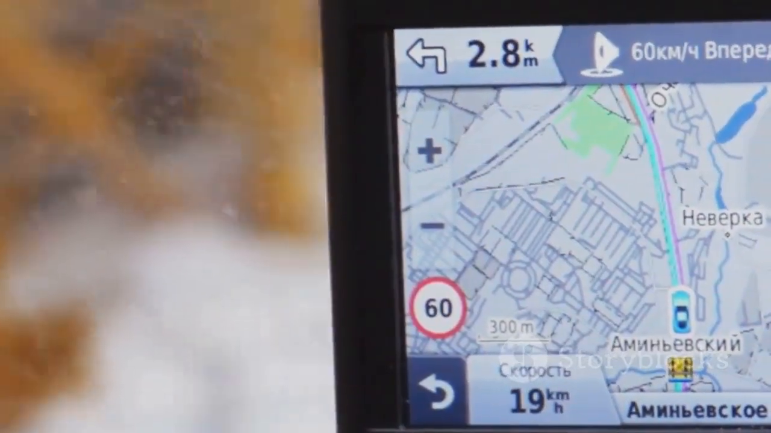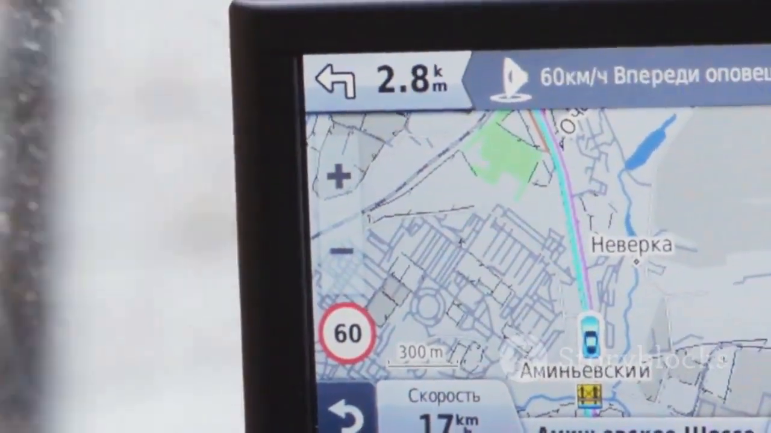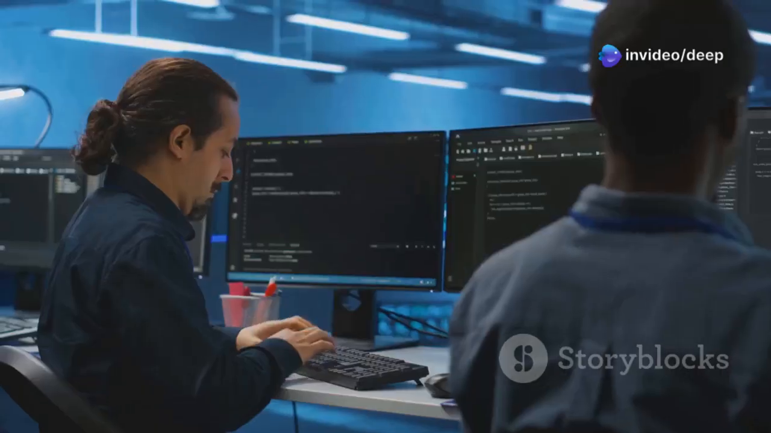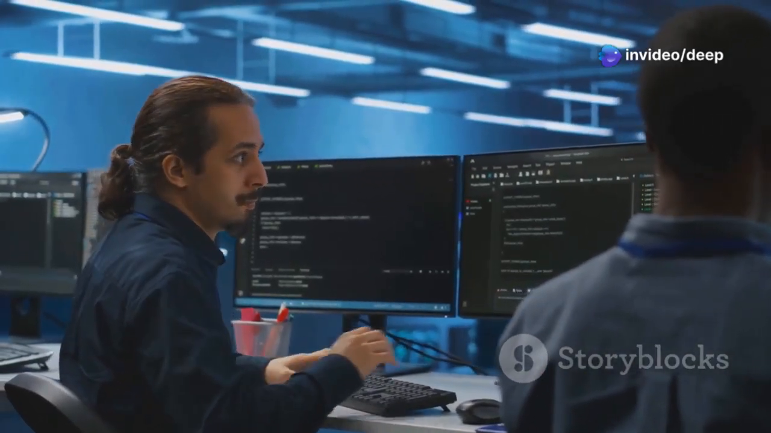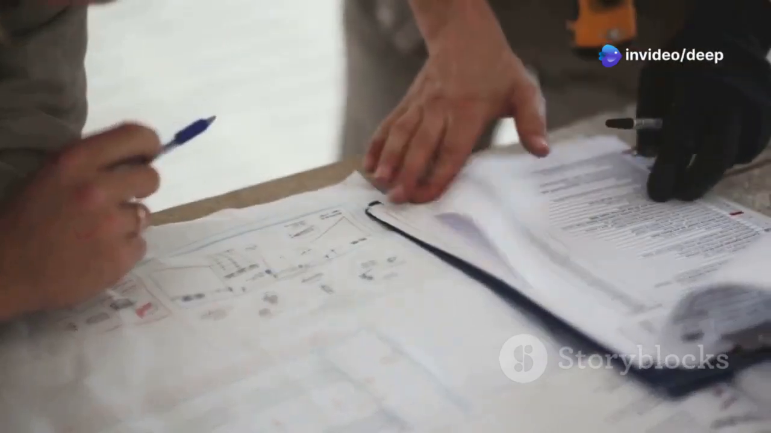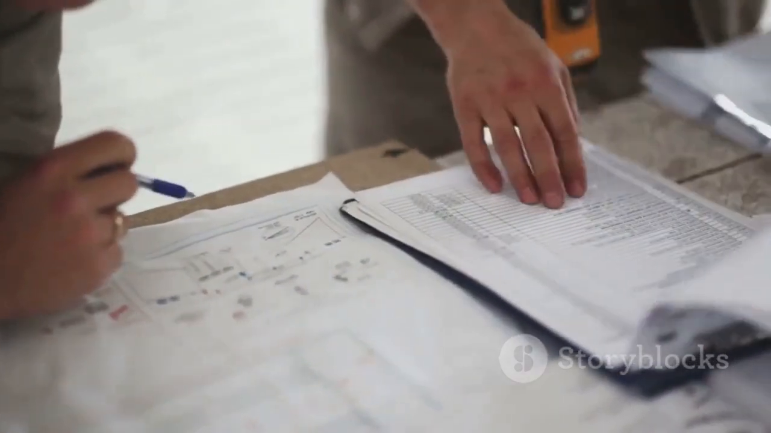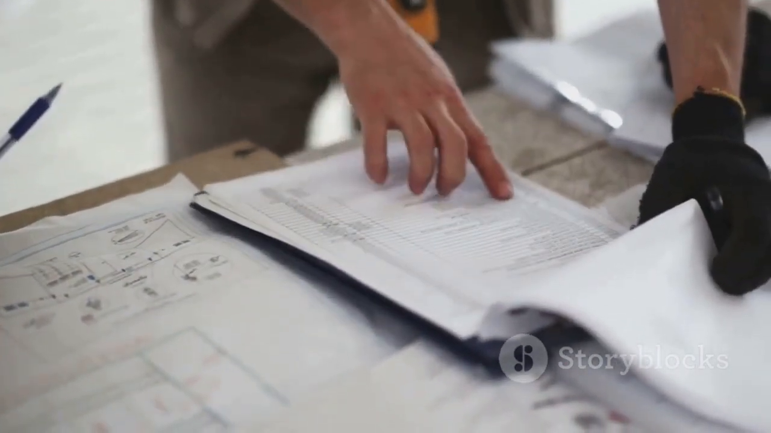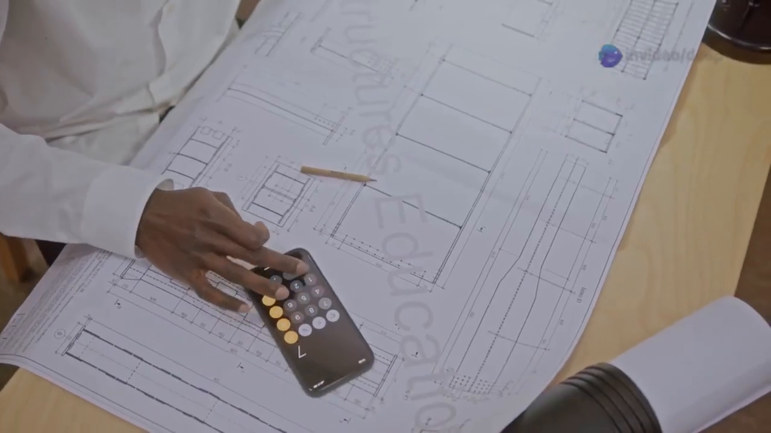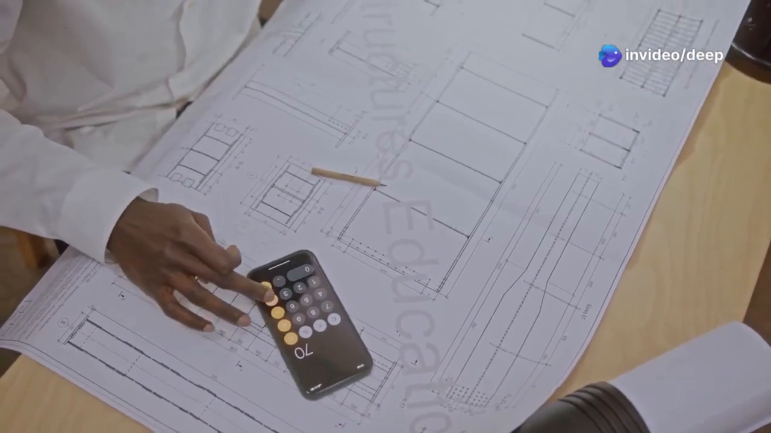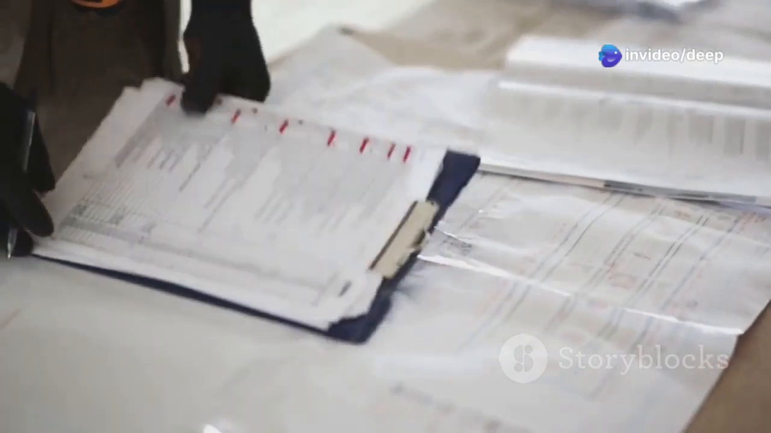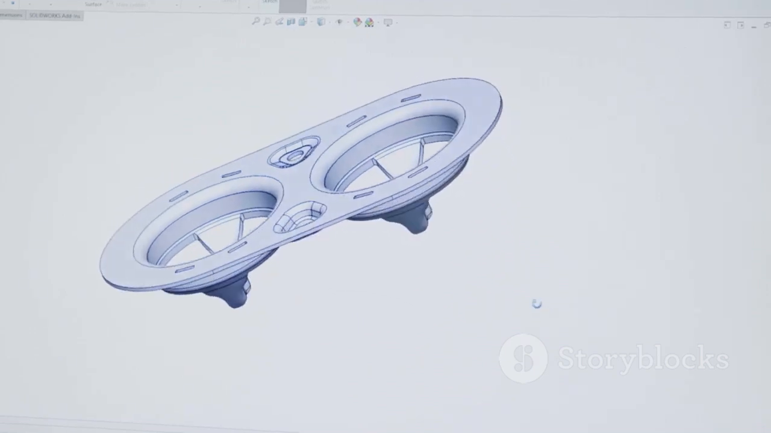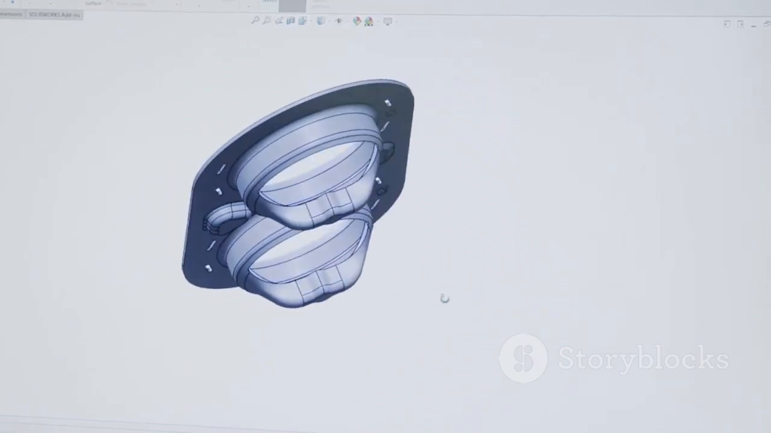Think of it like this. Would you trust a GPS blindly without having a basic understanding of maps and directions? Probably not. Similarly, while software can provide valuable insights, it's crucial to have a fundamental grasp of the underlying principles to interpret those results and make informed design decisions. Hand calculations allow you to verify design assumptions, validate software results, and catch potential errors before they turn into costly mistakes. They're like the double check that can save you from a world of pain down the road.